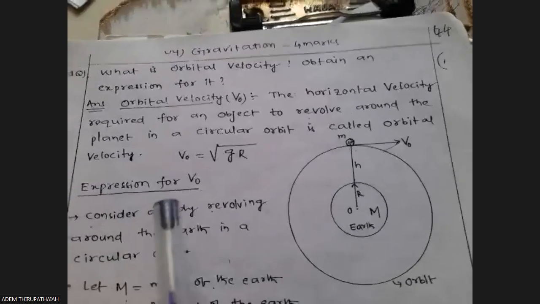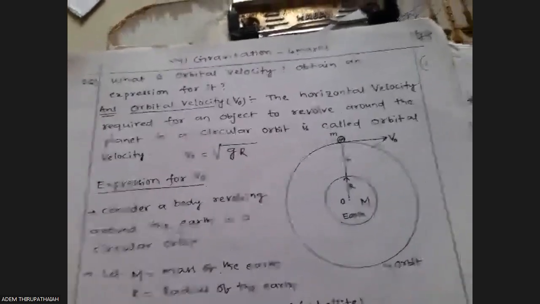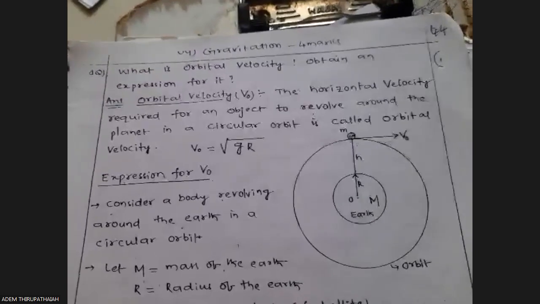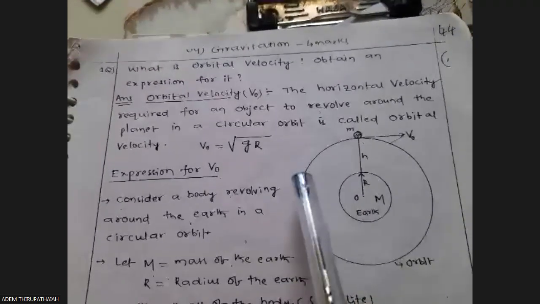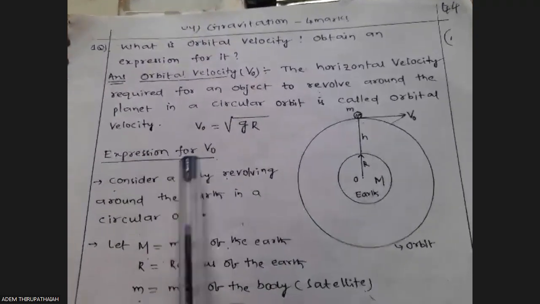Orbital velocity. Simply, the expression for V naught.